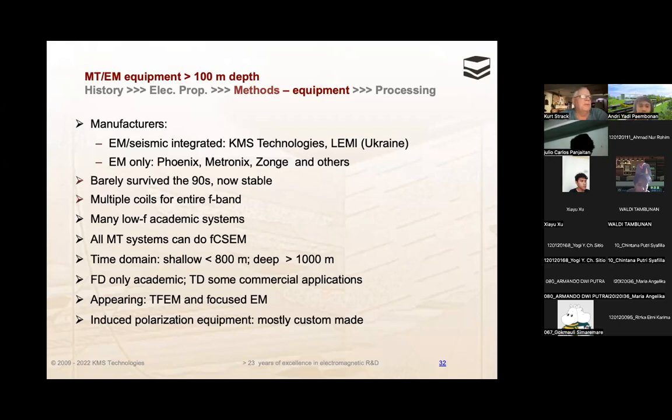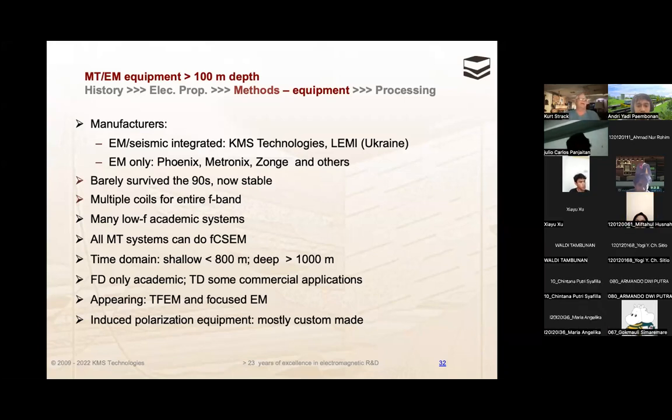All MT systems can do frequency domain CSEM, but they cannot do time domain CSEM. So for reservoir monitoring, I believe only the KMS system can do it. The other ones do not have the appropriate amplifiers. Usually, in addition, time domain measurements are done, and often loop source time domain is shallower than 800 meters. And if you want to go deeper than 1,000 meters, you need to use a grounded dipole.